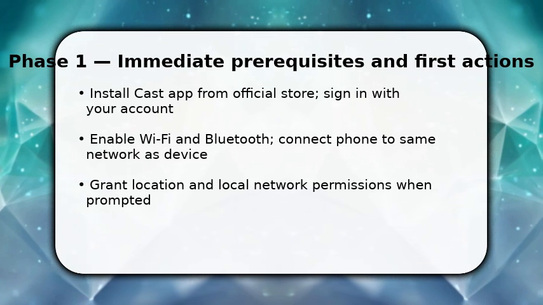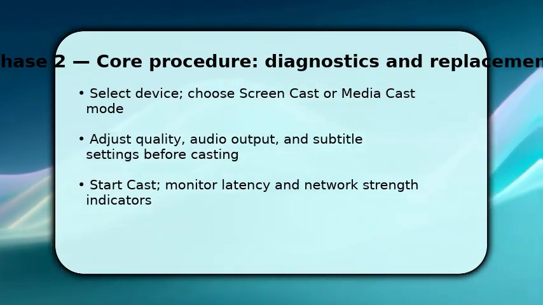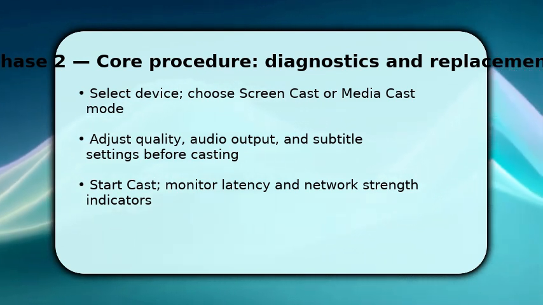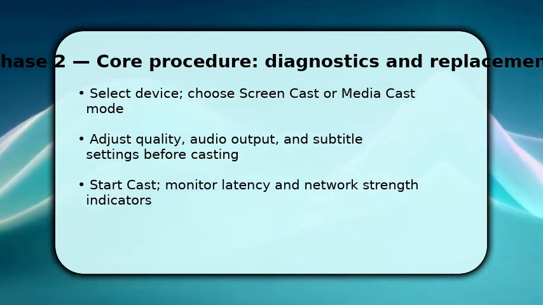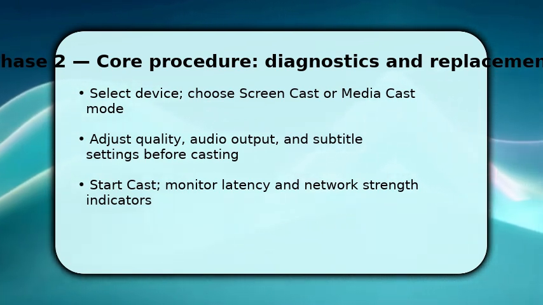You now pick the device and the casting mode you need. Tap the device name, then choose Screencast for full display or MediaCast for audio/video only. Next, configure quality and audio output. Lower bitrate if your network shows weak signal to reduce lag. Make sure subtitles or audio tracks are set correctly before you press Start Cast.